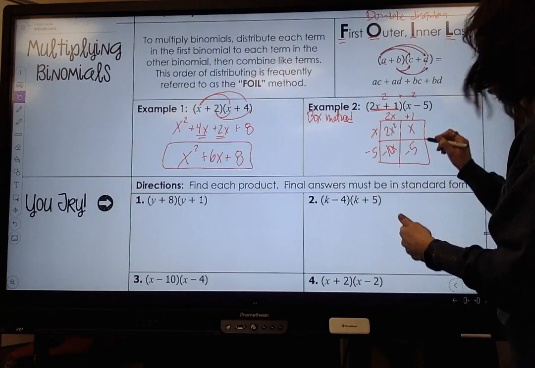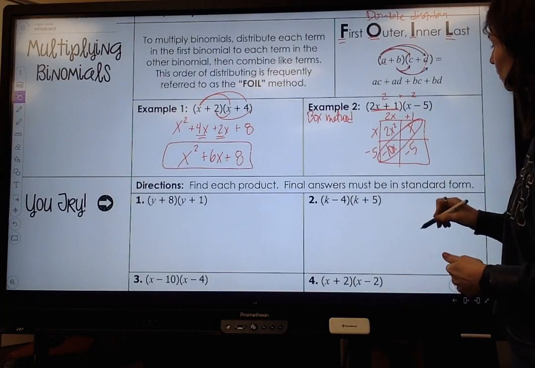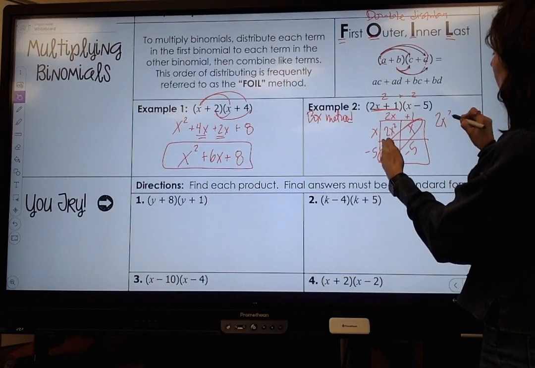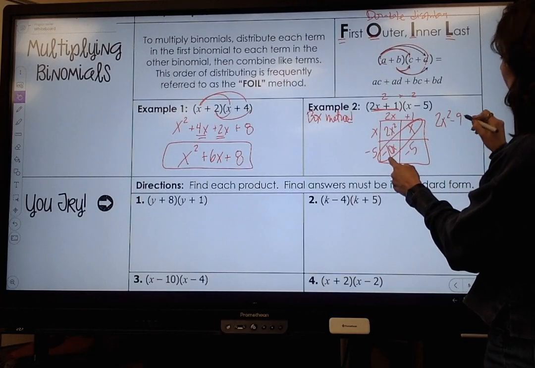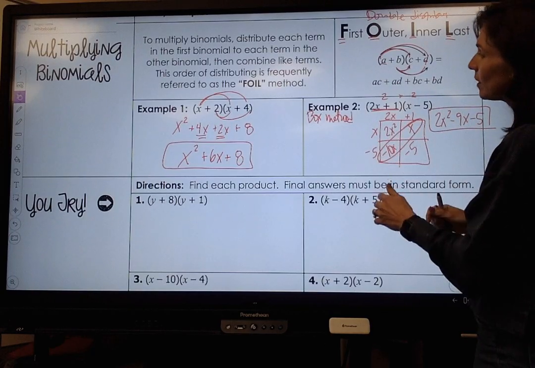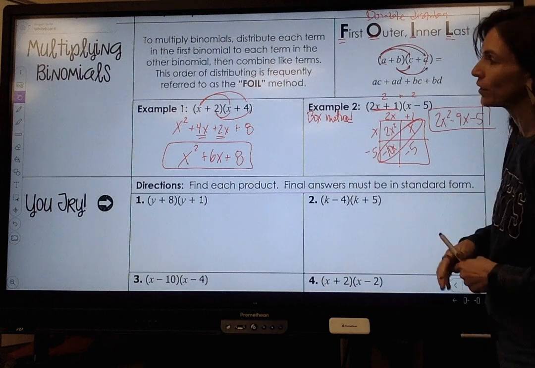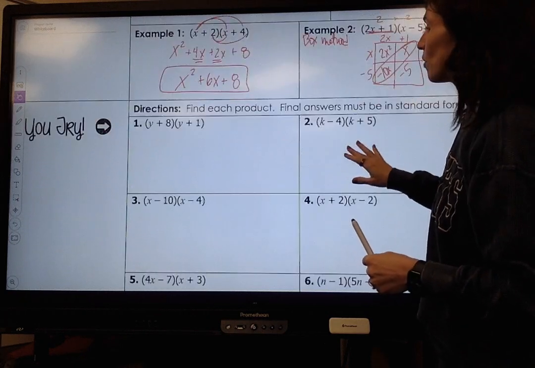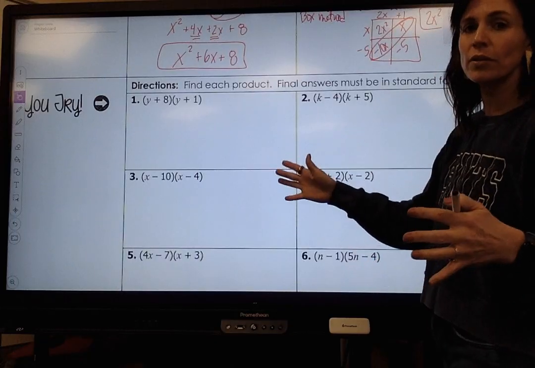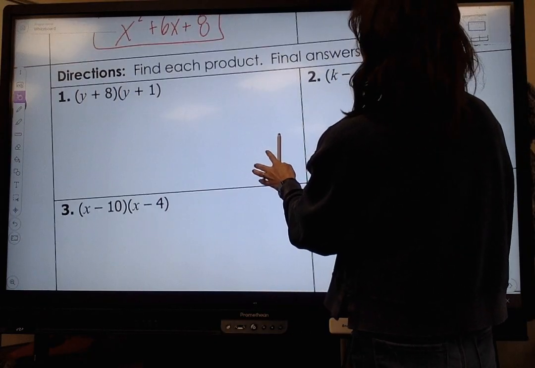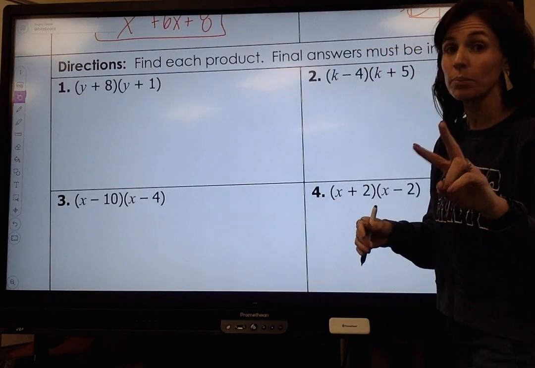Now I can circle my like terms. Again, I start with the greatest degree, 2x squared. Combine my like terms, negative 9x, and then I get that negative 5. And so it's going to result in a trinomial. But this is a great way to organize your information and to make sure you don't make mistakes. So I'm going to do a couple using the double distribution, a couple doing the box, which is what I want to see on your notes. I want to see you doing both ways.